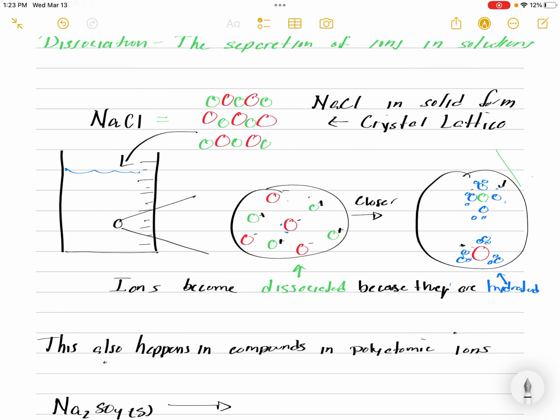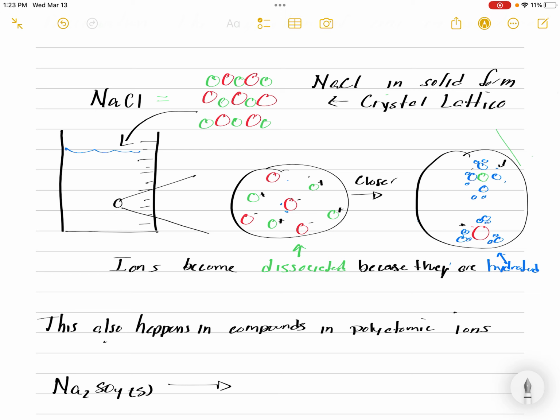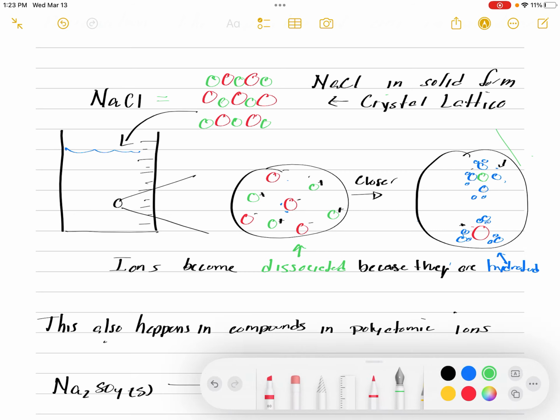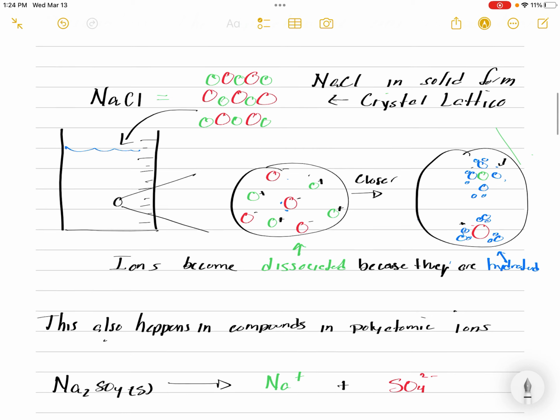This also happens in compounds that have polyatomic ions. So for example, let's say we were to look at something like sodium sulfate, right? If this was to dissociate, the same process would happen, right? Sodium would separate into its ion, and then you would have the sulfate ion become apart, right, to form another ion here. So the dissociation happens whether you're working with polyatomic ions or monoatomic ions. The process is the same. Dissociation just means that you're breaking down from a solid into individual ions.